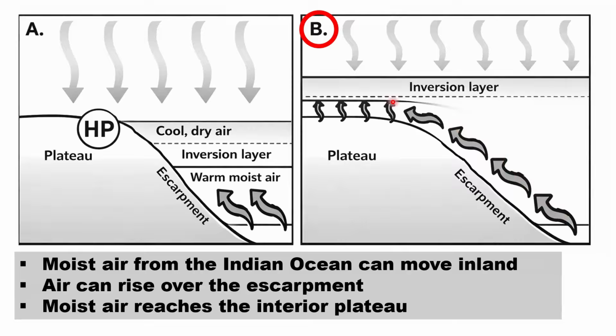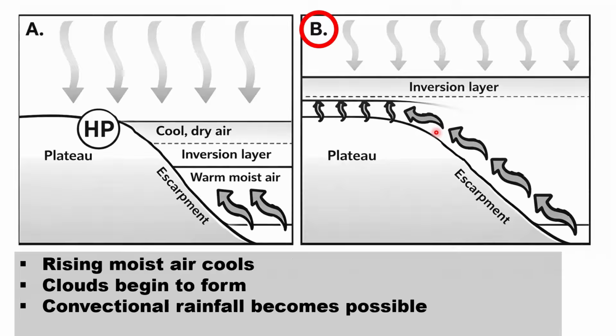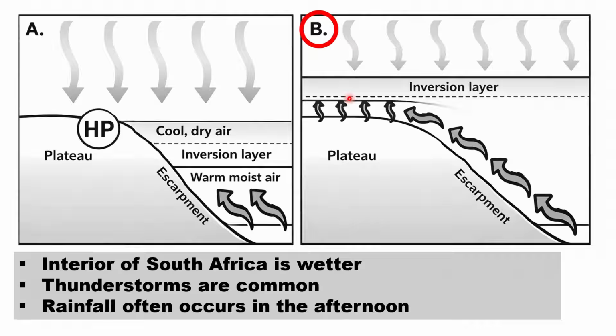Now, look at what happens to this moist air. As the moist air rises, it cools. Convectional rain falls. This is why the interior of South Africa is wetter in summer. Thunderstorms are common. Rain often falls in the afternoon.